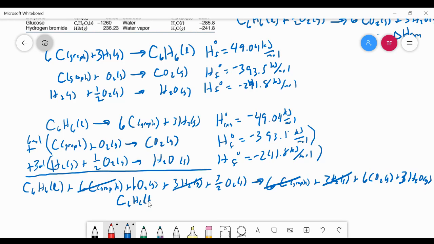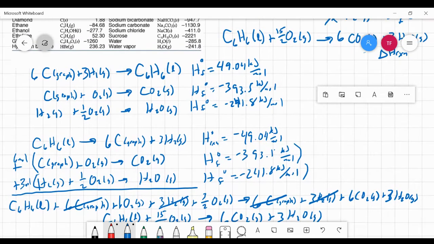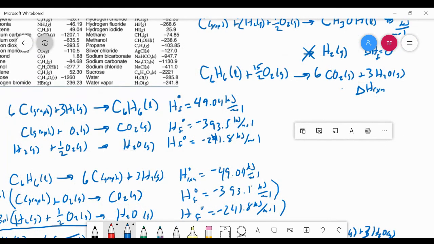C6H6 as a liquid, and then we have 6 oxygens plus 3 half oxygens, and that'll give us 15 half oxygens, which produces 6 CO2s plus 3 H2Os. And notice that when I added the enthalpies of formations and multiplied by the number of moles I needed and flipped what I needed to flip, I ended up with the exact same reaction that I was looking for.